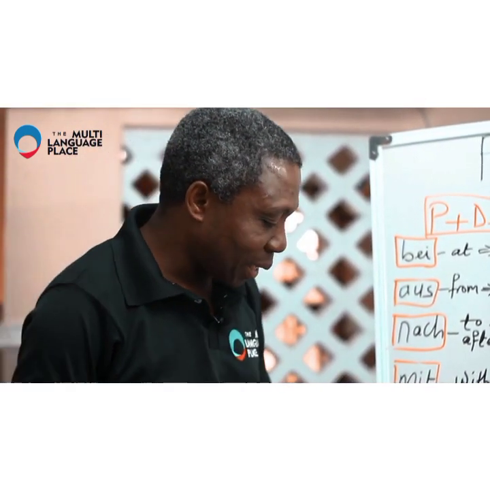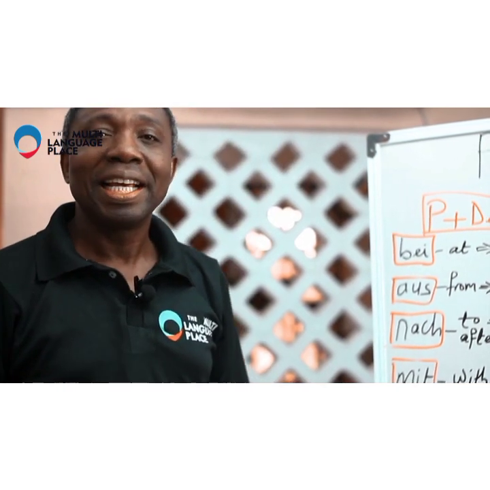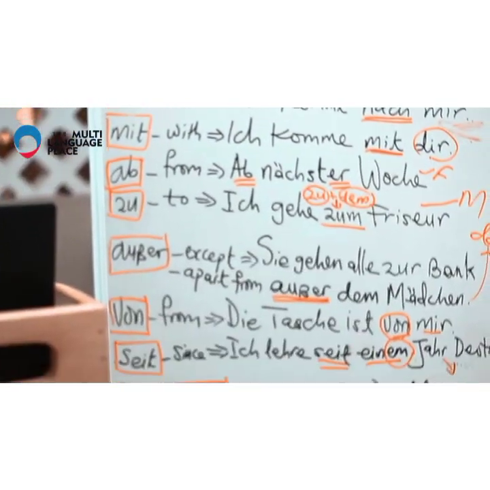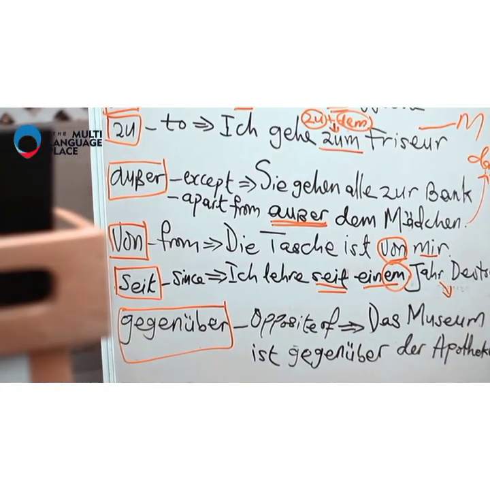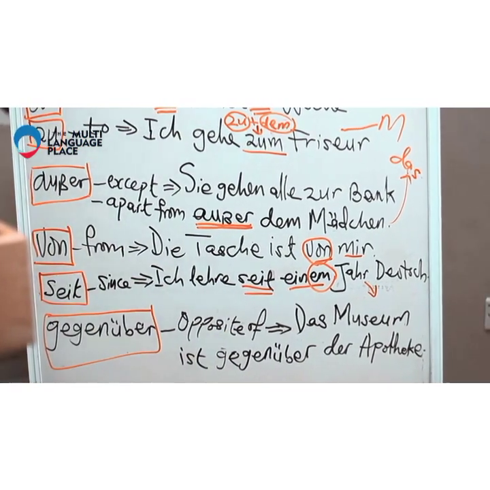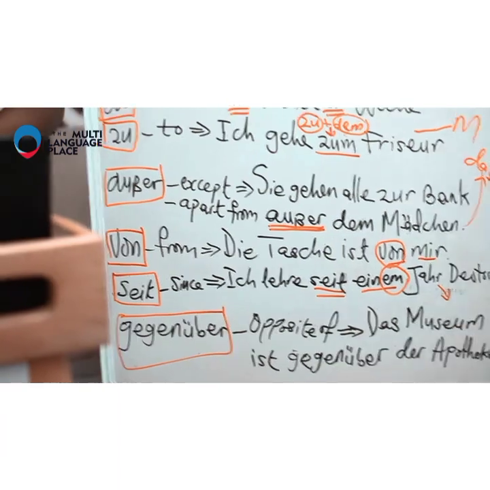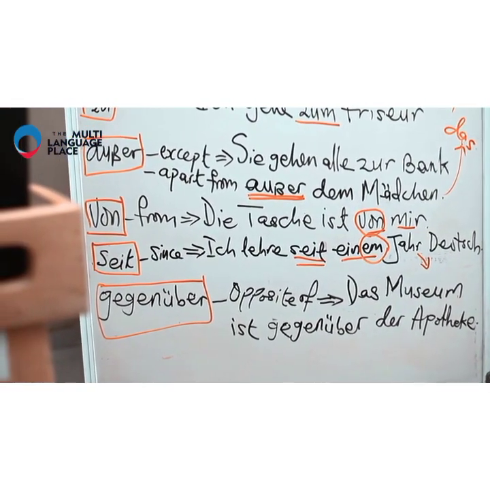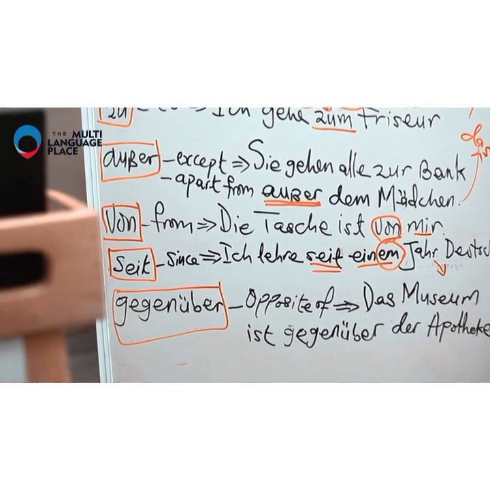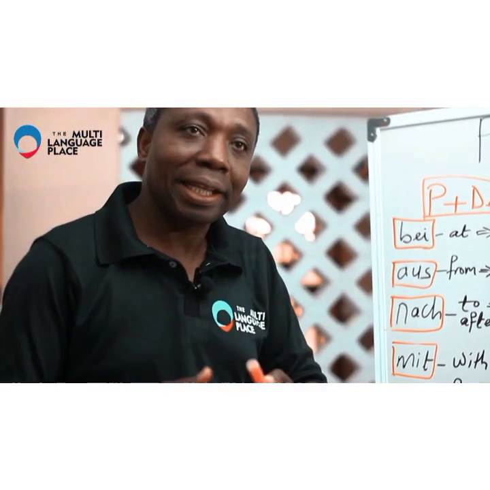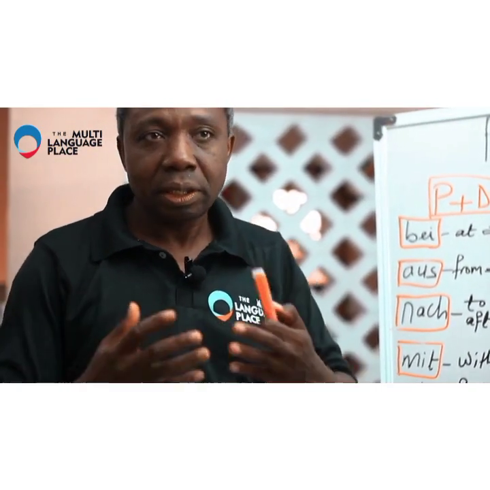So we go to the last one, gegenüber. And that is opposite of. Gegenüber means opposite of. I like it because of the way it sounds. And we have there, das Museum ist gegenüber der Apotheke. The museum is opposite the Apotheke. That's where they sell medicine. It's opposite the place where medicine is sold.